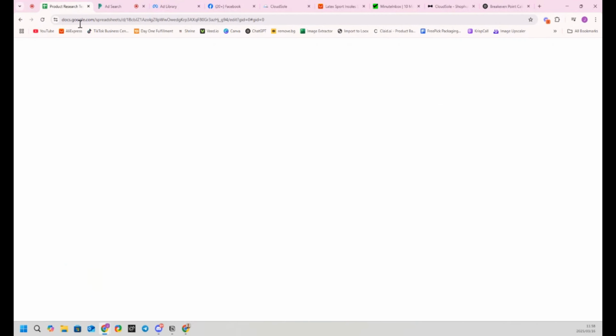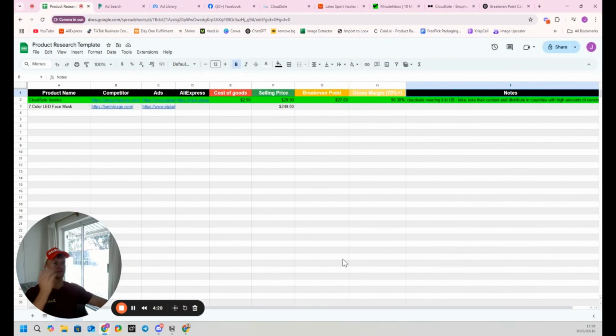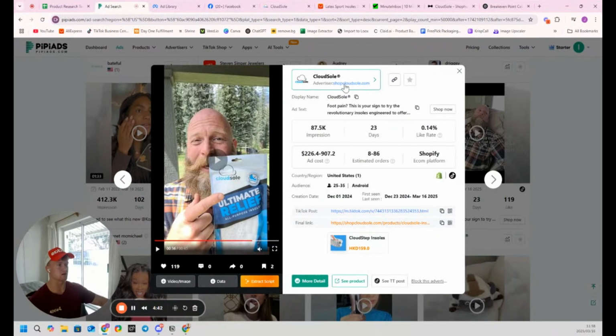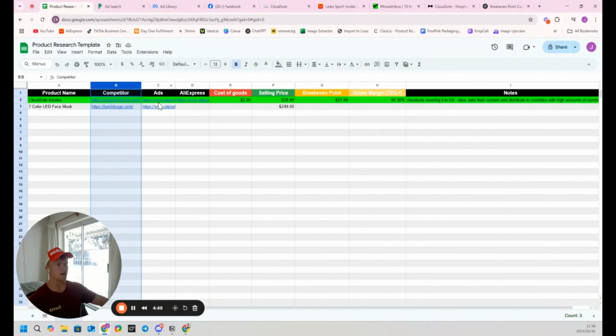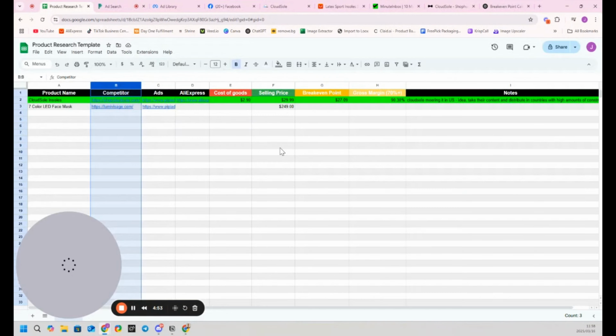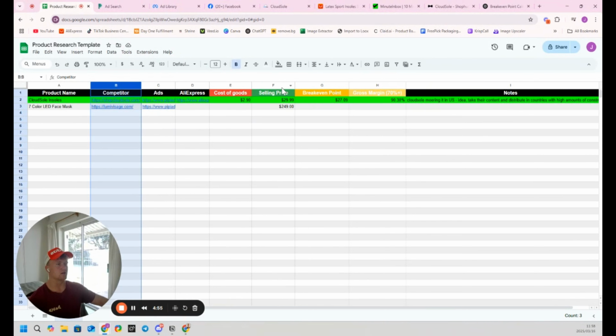So what I did, I have a product research template, which I got here. You can copy it if you want. It's just these columns which you can see on screen. Got the product name. So as I came across this product, got the product name there, the link to the competitor store. So on PP ads, you can see the competitor store link there. Okay. We then have the link to the ad. So copied that link over there. Okay. I then copied down the selling price, so what they were selling it for on their website.